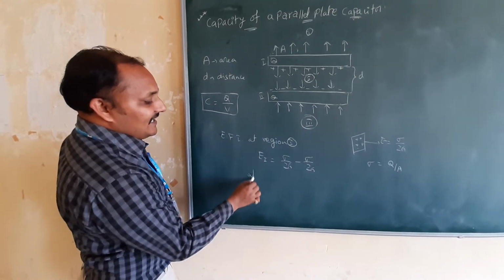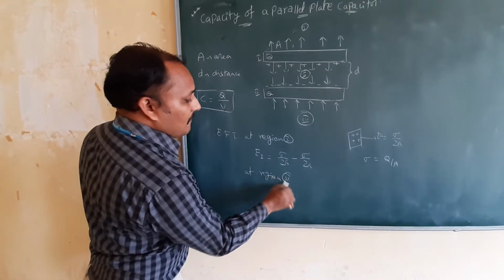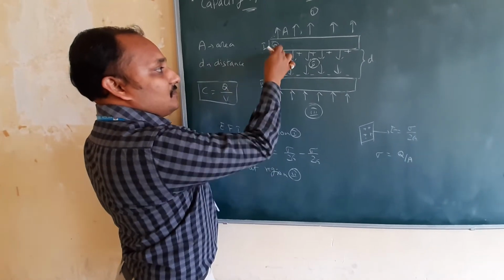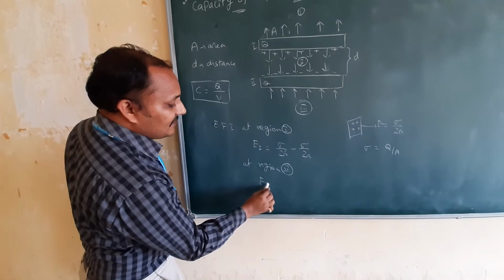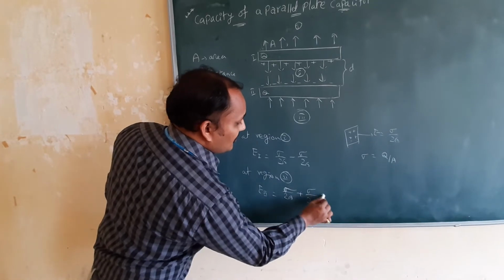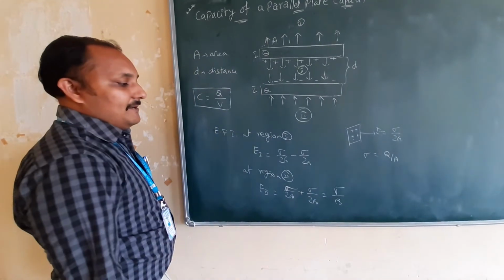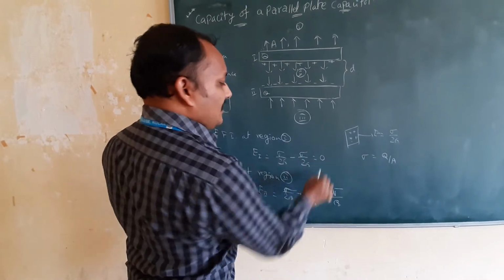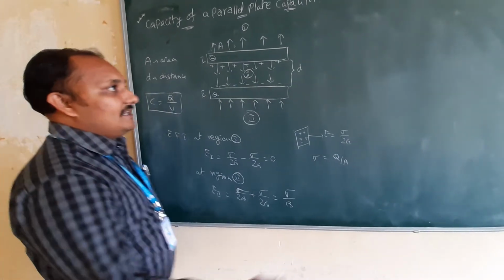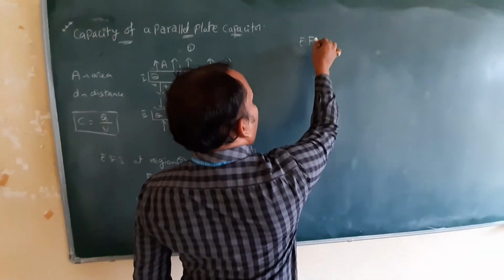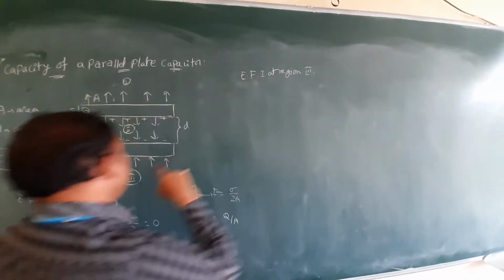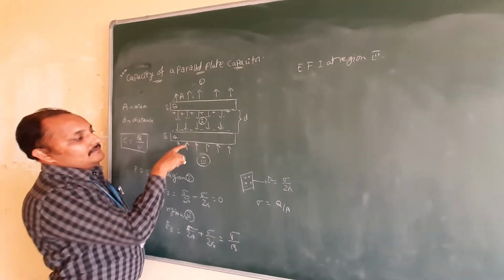Now the electric field intensity at region 2. At region 2 means this one. This is also downwards, this is also downwards. Both are downwards, so what do we have to do? Electric field intensity in region 2 is sigma by 2 epsilon naught plus sigma by 2 epsilon naught. We are getting sigma by epsilon naught. At region 3, this is region 3. So this is upwards.